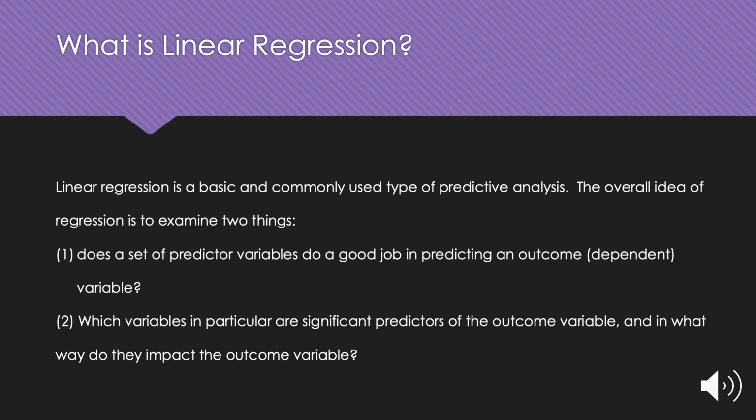A linear regression is a basic and commonly used type of predictive analysis. The overall idea of regression is to examine two things. Does a set of predictor variables do a good job in predicting an outcome variable? Which variables in particular are significant predictors of the outcome variable, and in what way do they impact the outcome variable?